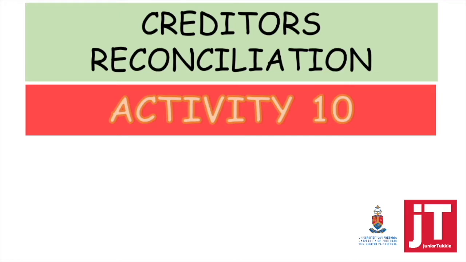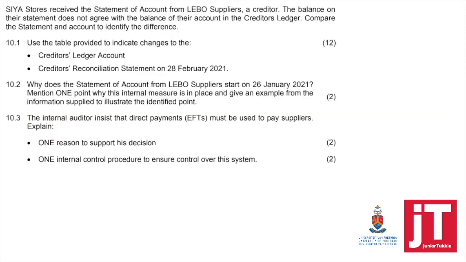Brimacombe, and we are going to look at the last activity on Creditors Reconciliation, Activity 10. CR Stores received the statement of account from Label Suppliers, a creditor. So they specifically said to you who is your creditor, which makes this a little bit easier moving forward. The balance on their statement does not agree with the balance on the account in the creditor's ledger. Compare the statement and account to identify the differences.